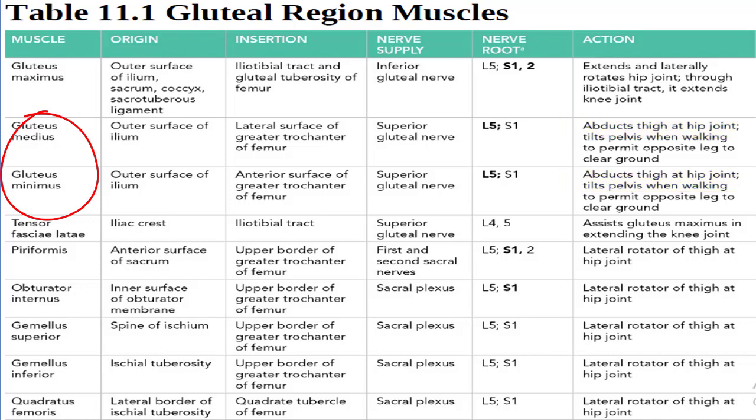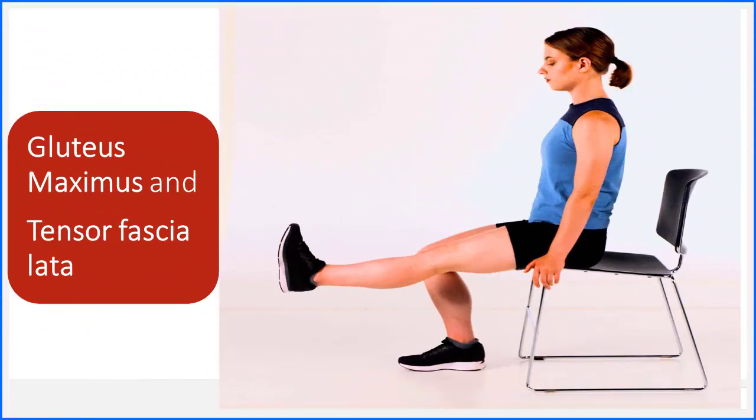Regarding the function of these muscles, it is also important to remember that the superficial muscles, as I told you, also act on the knee joint. The gluteus maximus and the tensor fasciae latae are involved in extending the knee. The tensor fasciae latae assists the gluteus maximus when we extend our knee joint. So that was all about the superficial muscles of the gluteal region.